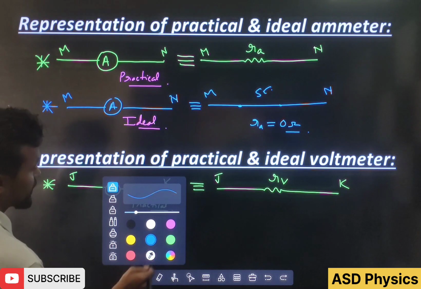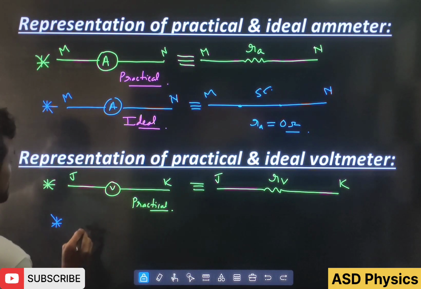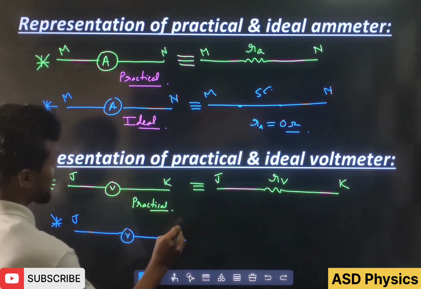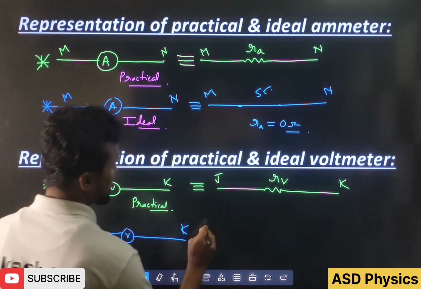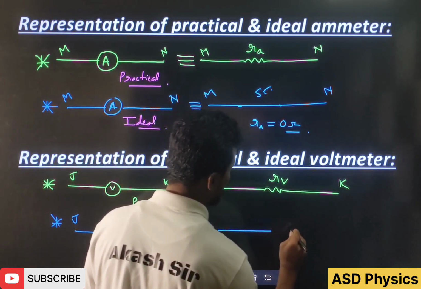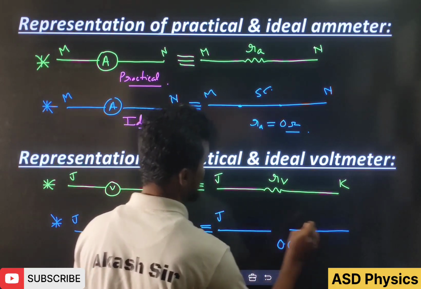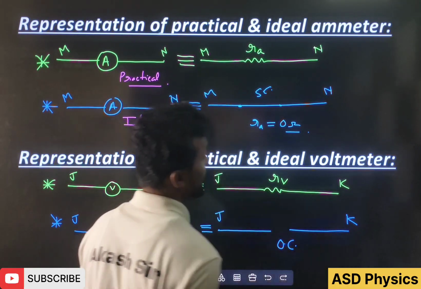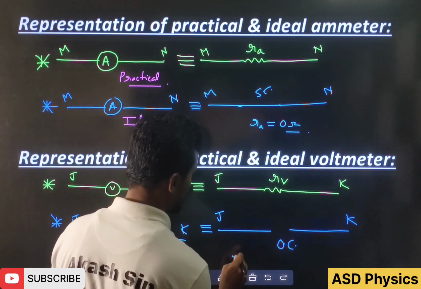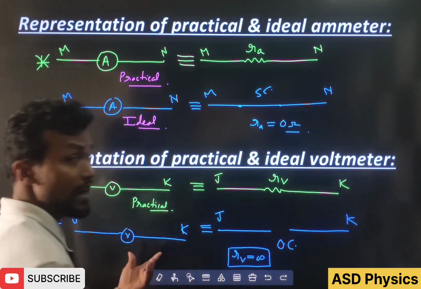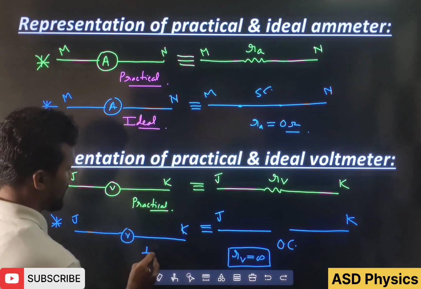Similarly, let's take again a voltmeter. You know very well, we have to connect it in parallel only. Then this voltmeter will just be replaced by an open circuit. Open circuit means how much resistance? Infinite resistance. This RV is going to be how much? Infinite. And this is the ideal one.